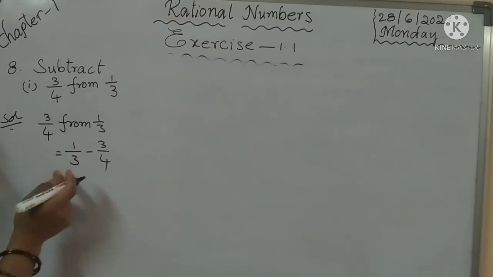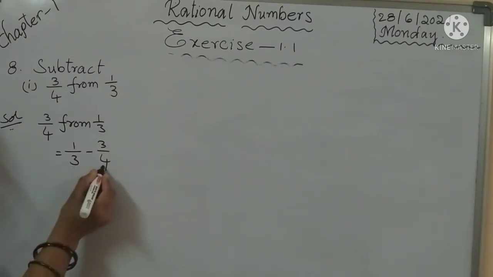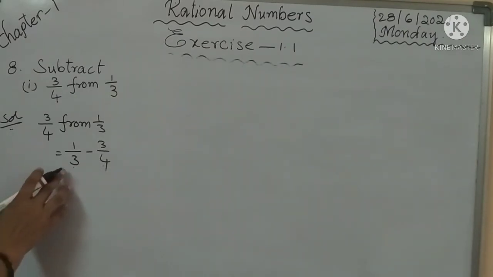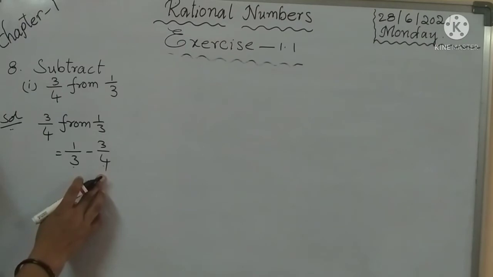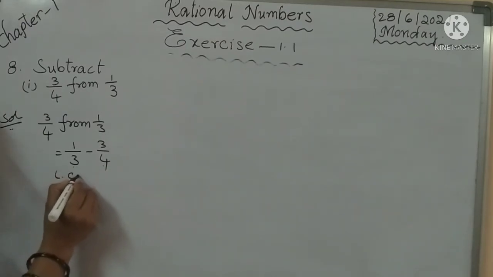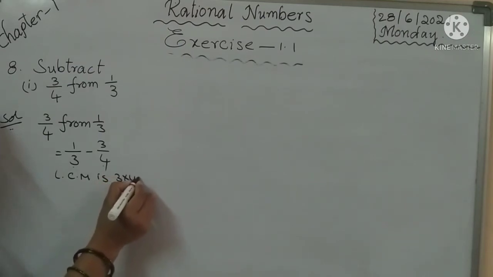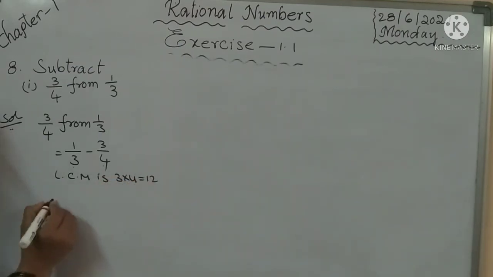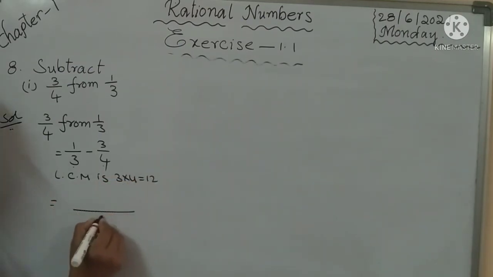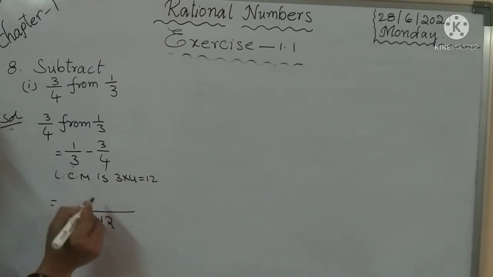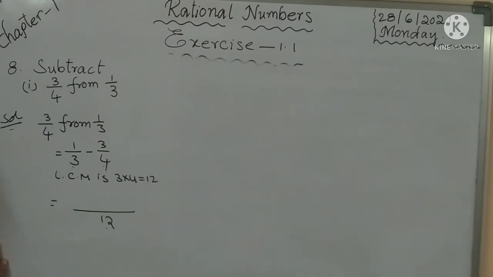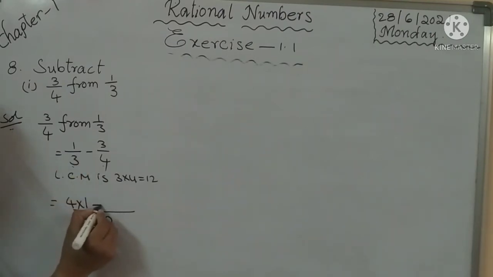Okay. So here do the LCM. Here the denominators of the two numbers are different, so LCM is 3 into 4, 3 4s are 12. So write LCM is 12. 3, how many times is it possible? 3 1s are 3, 3 2s are 6, 3 3s are 9, 3 4s are 12. So 4 times possible. 4 into numerator 1 minus.